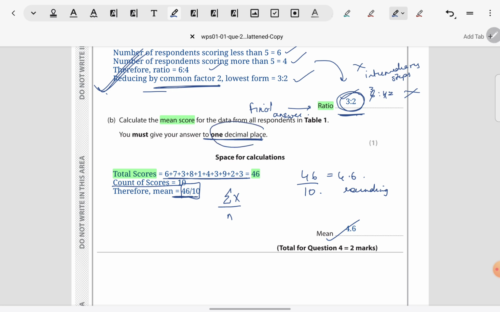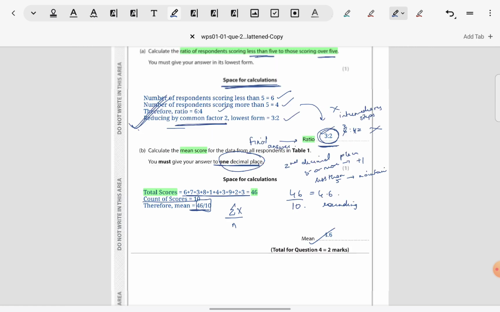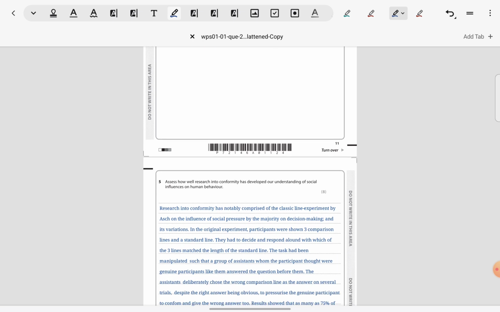If we have to round to 1 decimal place, the number on the 2nd decimal place, if it is 5 or more, we increase the 1st decimal place by 1. And if it is less than 5, we maintain the 1st decimal place as it is. So in this case it's 4.60 technically speaking, which is less than 5, so we retain 6 as it is. Okay, so these were some tips on how to answer the calculation question.